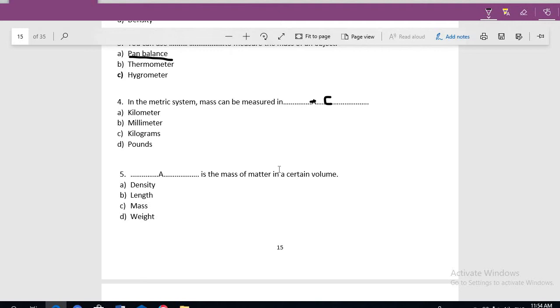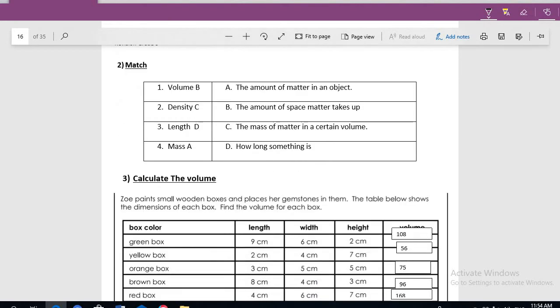If it is the mass of matter in a certain volume, this means density. So density is the mass of matter in a certain volume. What is meant by volume? Volume is the amount of space matter takes up. So density is the mass of matter in a certain volume.